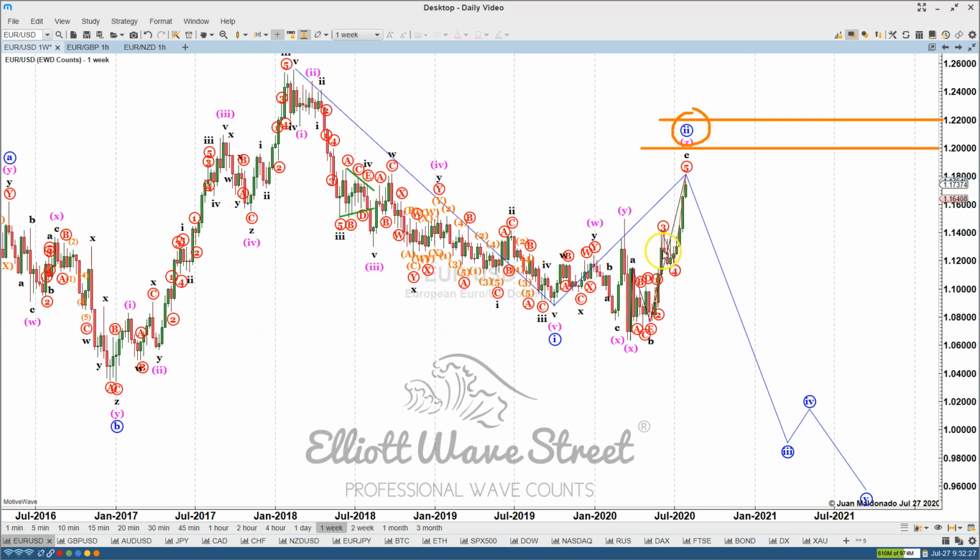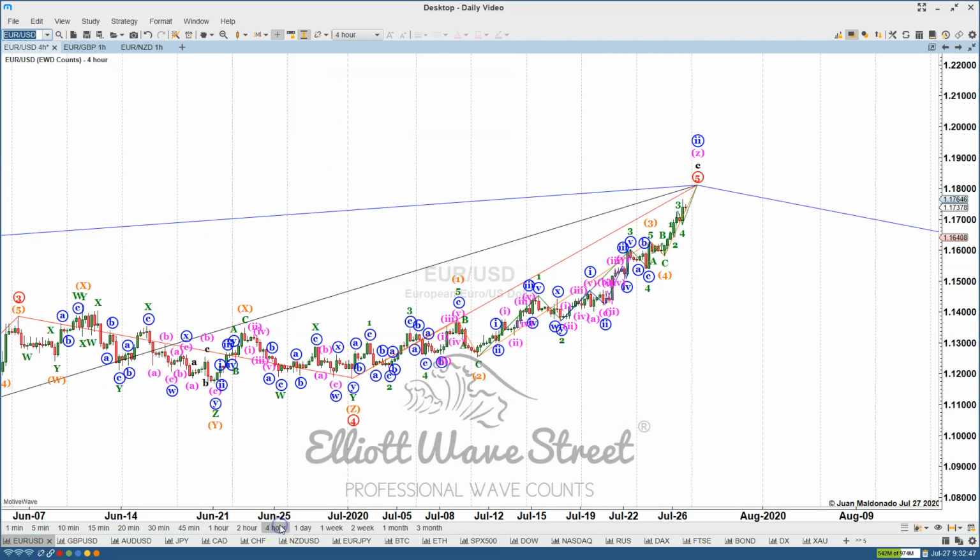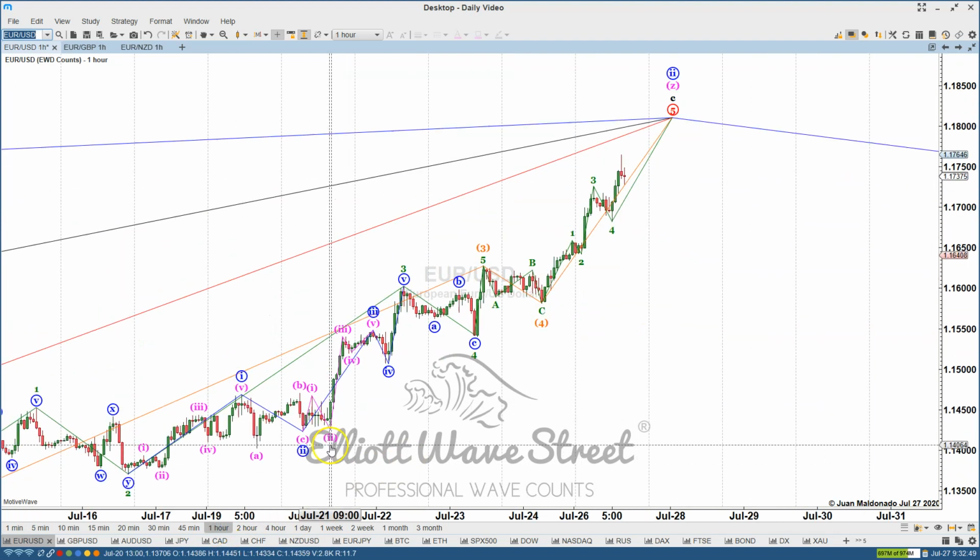We bought the euro here at the end of wave 4 and took profits here at the 114.20, actually a little bit lower. And now we are going to continue with the same plan, following the wave. On the lower time frames, what we need to do is continue finding the retrace and buying the euro. So here again, retrace and buying, retrace and buying.